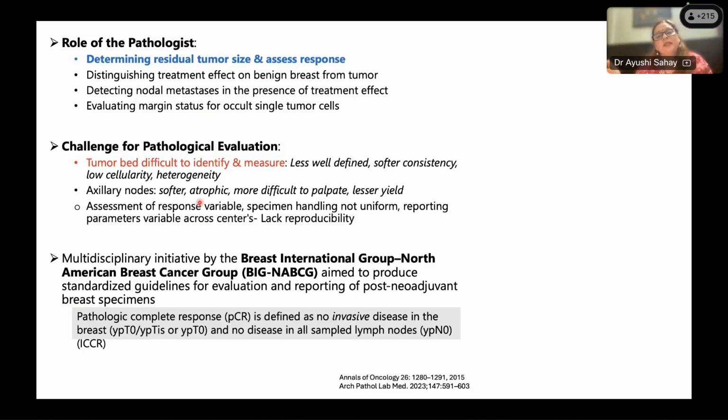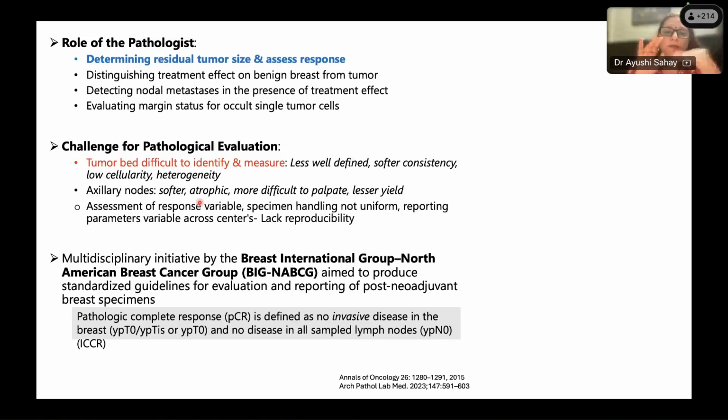If the specimen is not uniformly handled in different labs, if you do not follow stringent guidelines, then it is very difficult to assess the response if your initial grossing is not correct. Reporting parameters also vary across centers. Some centers want one parameter reported in the post chemo report, some say another thing.